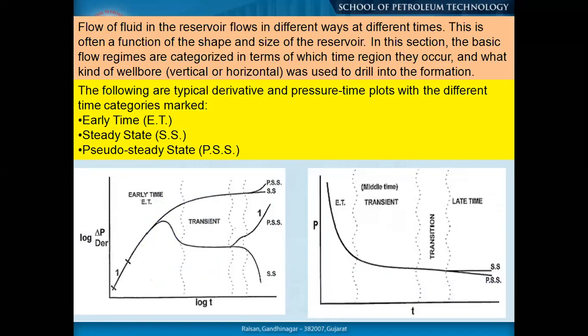Okay, now you see this graph. This is actually pressure and pressure derivative. The first graph is the pressure graph and the second graph is the pressure derivative graph. If you see the graph, what is happening? The graph is passing through slope 1, and then it is deviating from slope 1. This means the pressure is actually increasing, then we are getting PSS, pseudo steady state, and this is steady state.